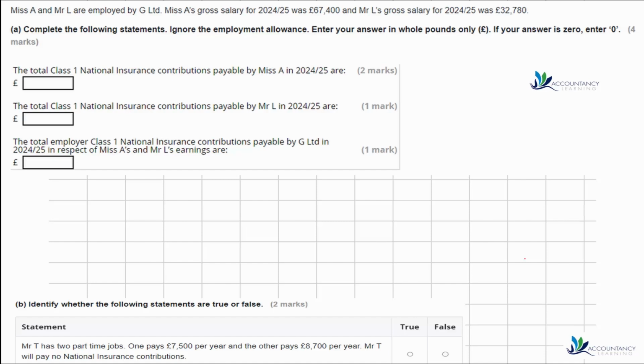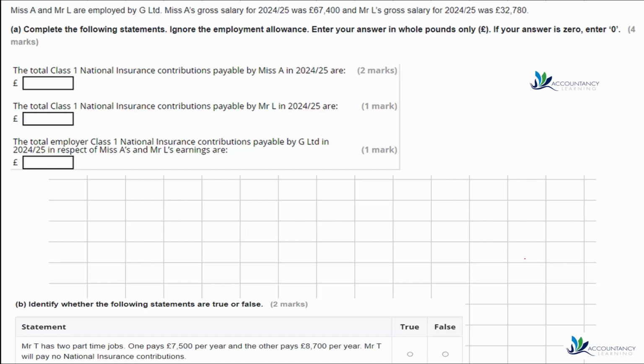We should ignore the employment allowance. The employment allowance is for small employers: if they're really small, then they effectively get an allowance for national insurance. They don't have to pay so much. It's so that the government can support small businesses. Now we need to enter answers in whole pounds, and if the answer is 0, enter 0. Remember, if you don't follow the instructions in the question, then the computer software will not recognise your answer.